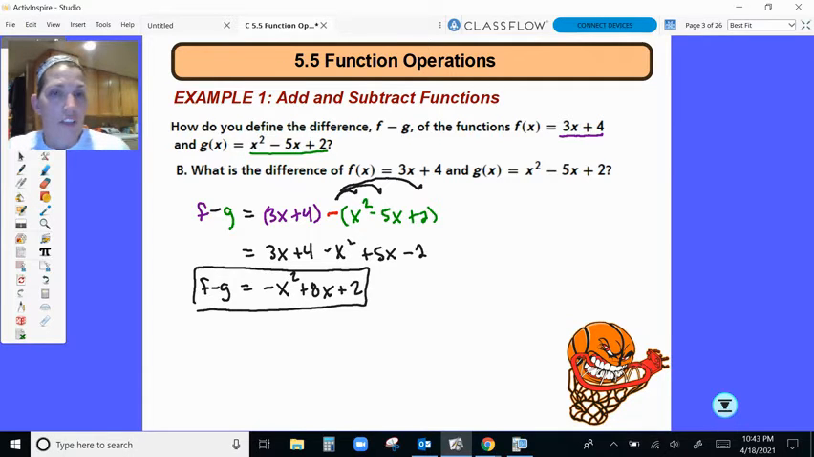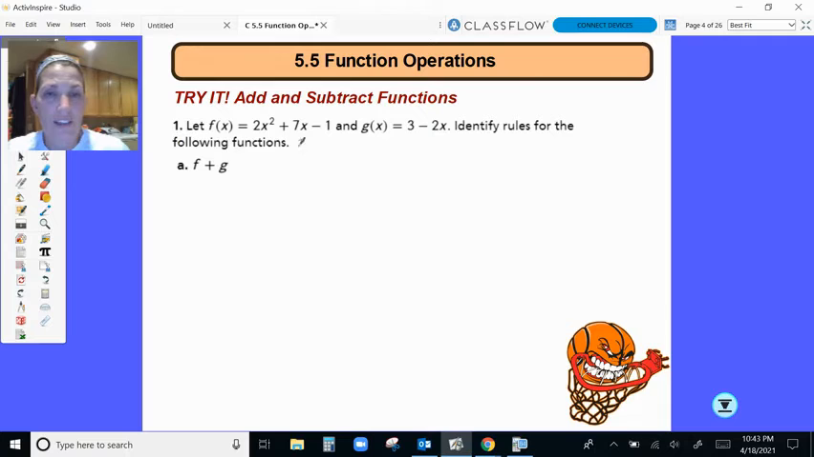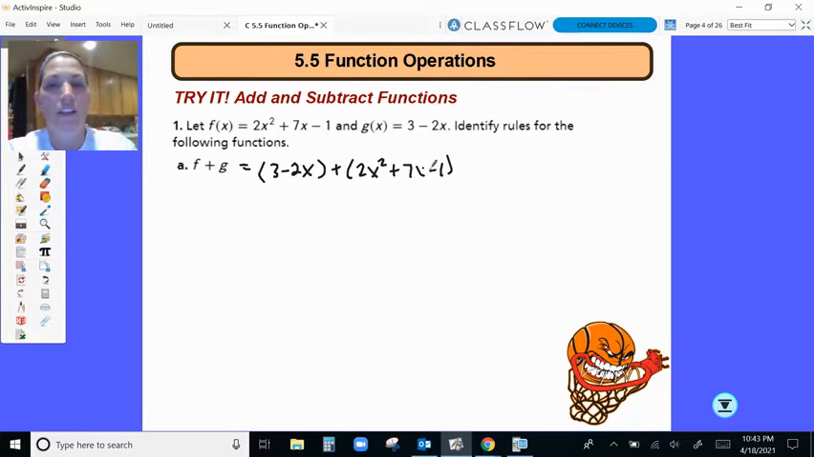Now let's take a look here. You can do a try it and do an addition here and see how you do, if you would like to come back. In this case, we're going to take our function g, which is 3 minus 2x, and add to that our 2x squared plus 7x minus 1. We're just adding those terms together. So it's going to be 2x squared, a negative 2x and a positive 7x is a positive 5x, and then a 3 minus 1 is going to be a positive 2. And there you go.